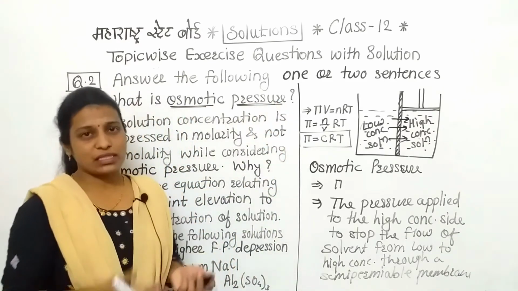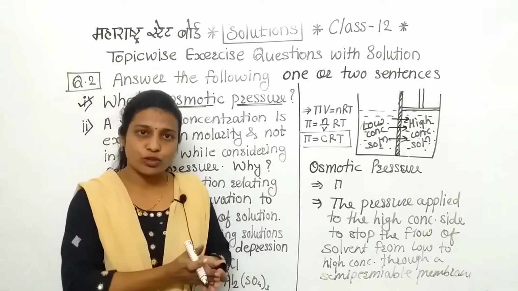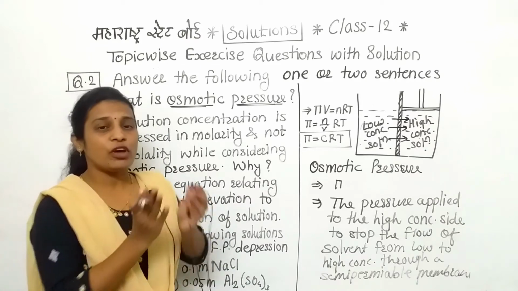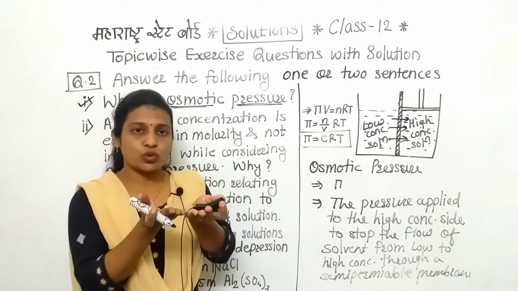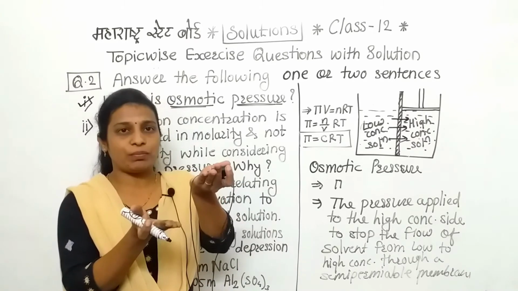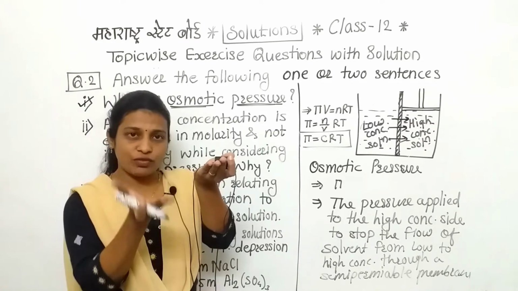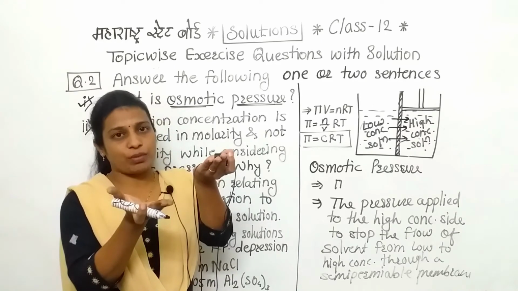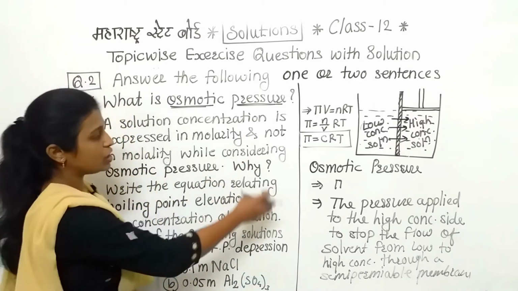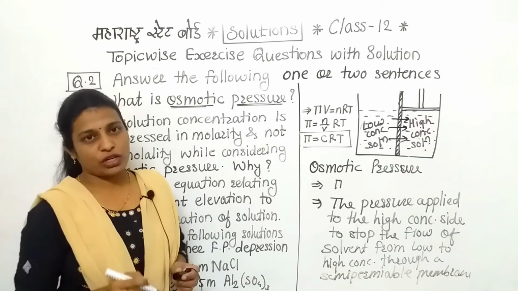If you want to add some more points, then you can say that if two solutions have the same osmotic pressure, then they are called isotonic solutions. Out of two solutions, the solution which has the higher osmotic pressure is called a hypertonic solution, and the solution which has the lower osmotic pressure value is called a hypotonic solution. So these points you have to write for the question, what is meant by osmotic pressure.